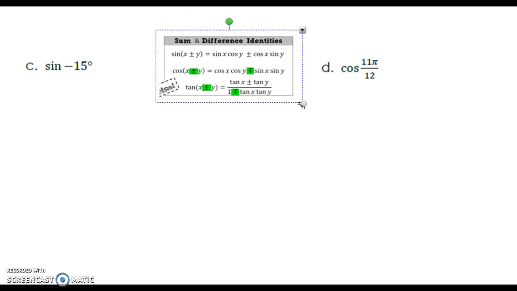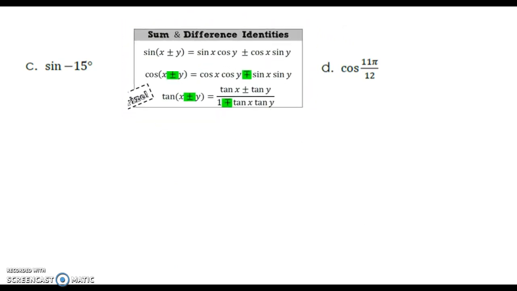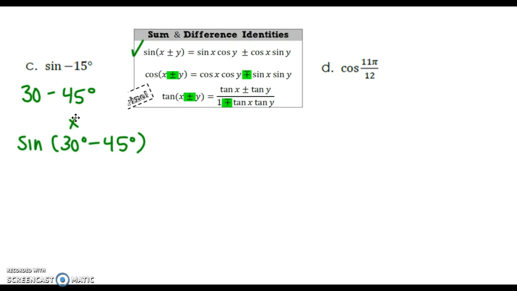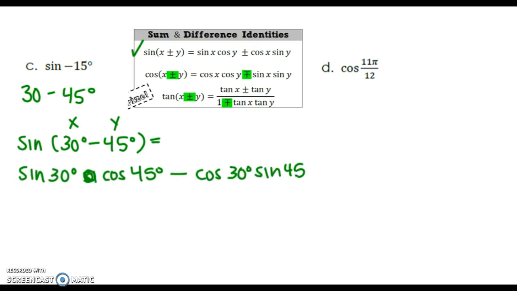Let's go ahead and take care of a negative version. So a negative 15 degrees. I think the easiest one for us to find, the one that's popping in my mind, would be 30 degrees minus 45 degrees. So sine of 30 degrees minus 45 degrees. We're going to focus on this identity here, and with sine it's going to stay the same. So this is my x, this is my y. So sine of 30 degrees times cosine of 45 degrees. Subtract cosine of 30 degrees, sine of 45 degrees.